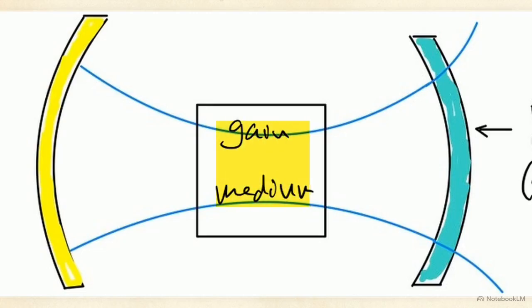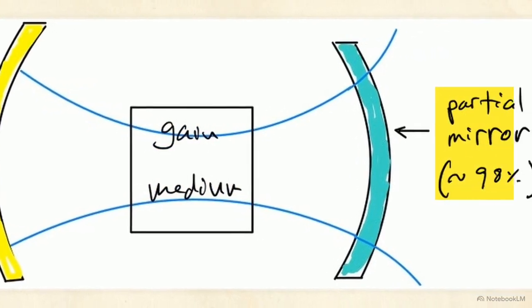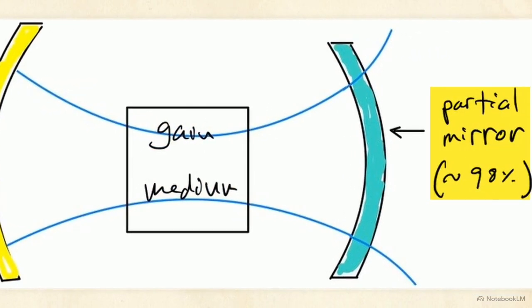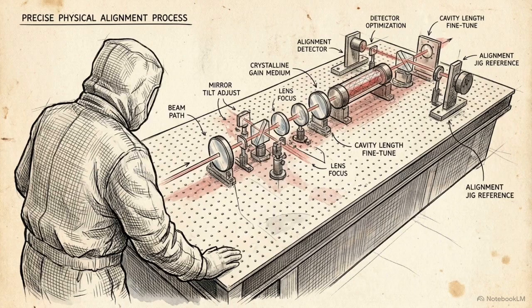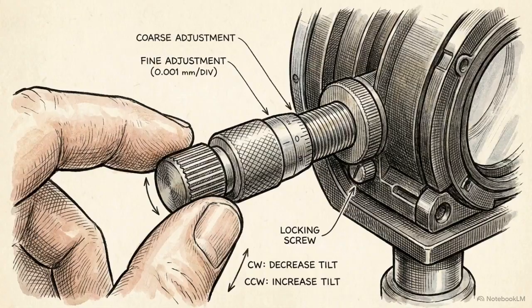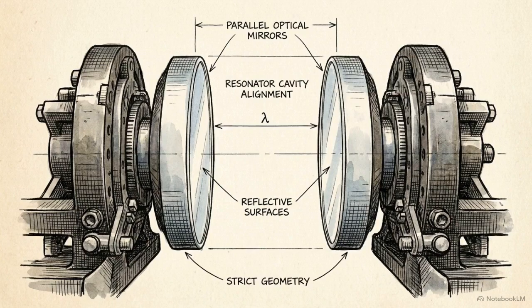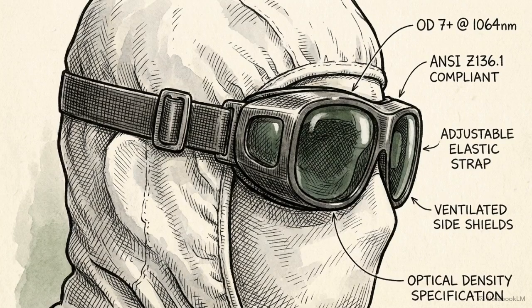Here, we trap the gain medium between two mirrors. One is 100% reflective, the other, an output coupler, reflects roughly 98%. Trapped light bounces back and forth, gaining cloned photons, until the intense beam escapes through that partial mirror. Setting this up requires strict physical alignment. First, verify the power is off. Next, use precision micrometers to adjust the mirror mounts. Finally, put on safety goggles before initiating the test sequence.